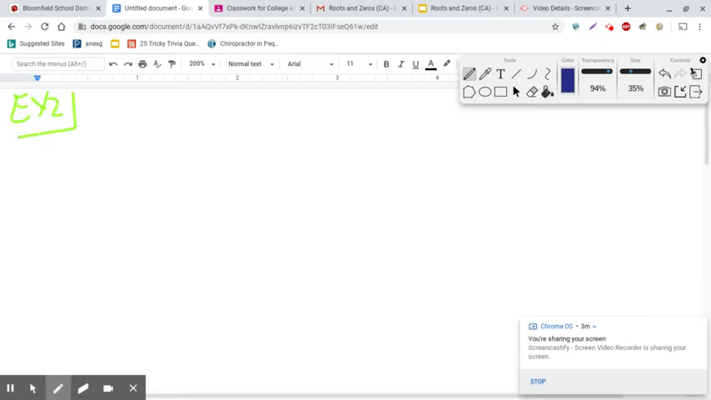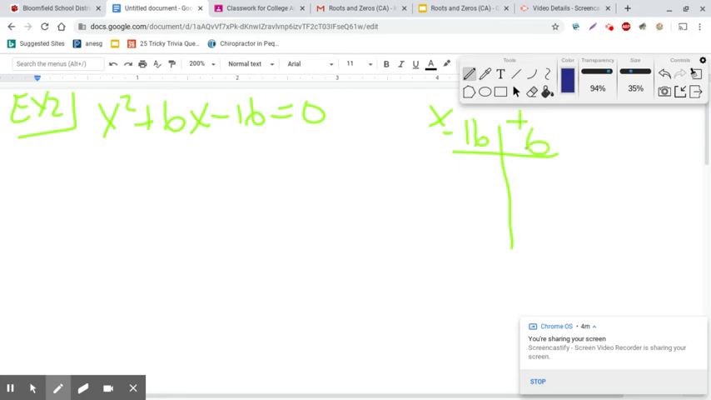Example 2 is going to be x squared plus 6x minus 16 equals 0. Now we want two numbers that multiply to be negative 16 and add to be 6. Now, guys, if any two numbers multiply to be a negative number, we know that one has to be negative, because a negative times a negative is a positive, and a positive times a positive is a positive. So we know one has to be negative, one has to be positive.